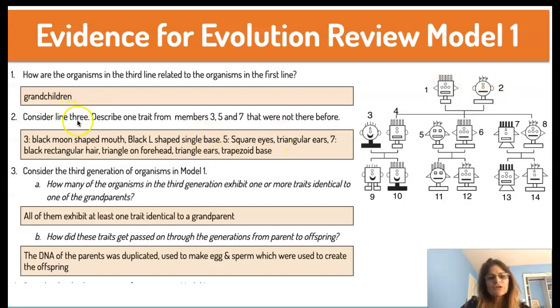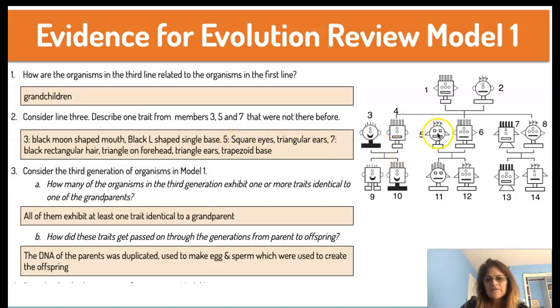This should say, consider line 2, right here, and describe one trait from members 3, 5, and 7 that were not there before, meaning that their parents did not have. There's lots of examples of that. In person 3, they have a black moon-shaped mouth and then what we might call an L-shaped base right here, which is not present in either of the parents.